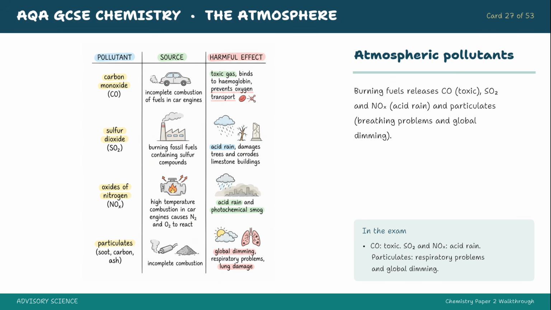Most fuels contain small amounts of sulphur, which burns to form sulphur dioxide. At the high temperatures inside engines, nitrogen and oxygen from the air react to form oxides of nitrogen. Both sulphur dioxide and oxides of nitrogen dissolve in clouds to cause acid rain, and both also cause respiratory problems in humans.